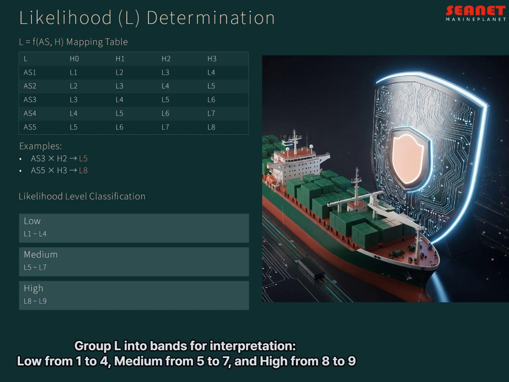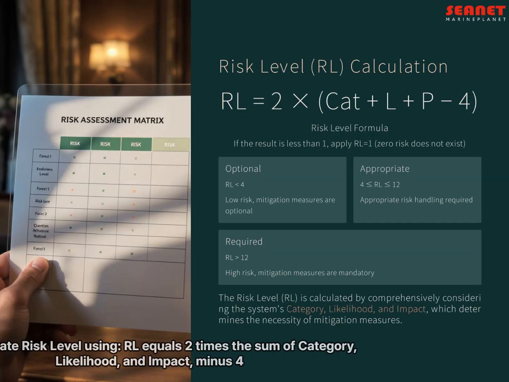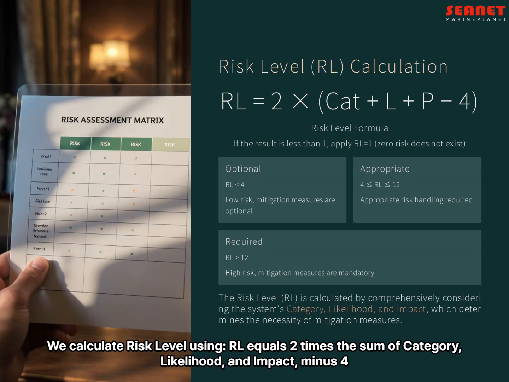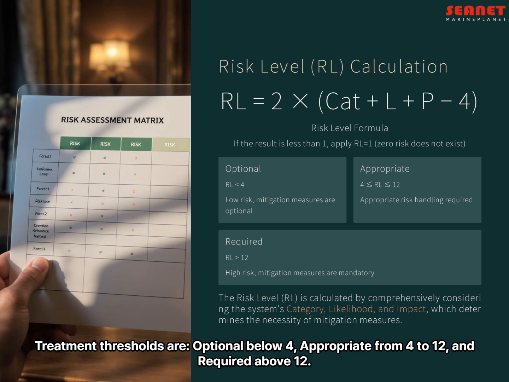Group L into bands for interpretation: low from 1 to 4, medium from 5 to 7, and high from 8 to 9. We calculate risk level using RL equals 2 times the sum of category, likelihood, and impact, minus 4. Formally, RL = 2 × (category + L + P) − 4, with a minimum of 1. Treatment thresholds are optional below 4, appropriate from 4 to 12, and required above 12.